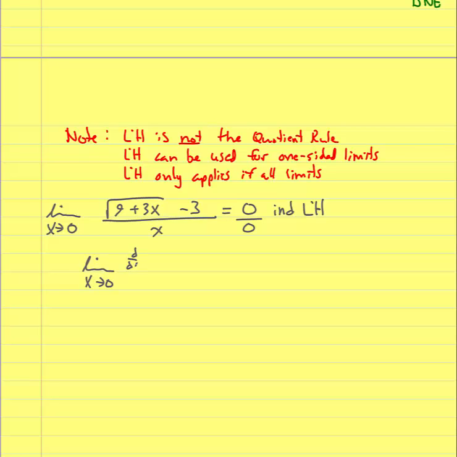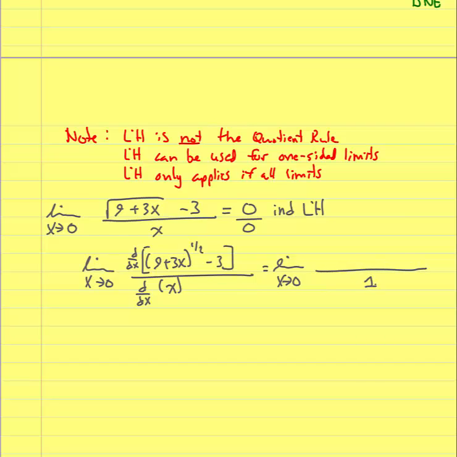So I take the derivative with respect to x, and I'm going to go ahead and rewrite this. I'm going to get it ready to take its derivative over the derivative of the denominator. Remember, this is not the quotient rule. The derivative of the bottom is the easy one here. The derivative of x is 1. The derivative of a negative 3 is 0, so I just need the derivative of this piece now, which would be bring the chain rule down. So 1/2 times 9 plus 3x to the negative 1/2 times the derivative of 9 plus 3x, which is 3.